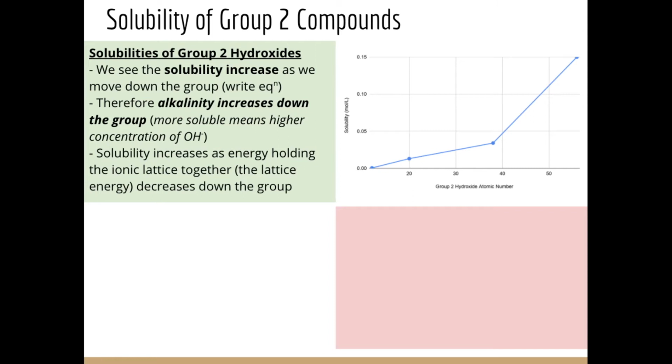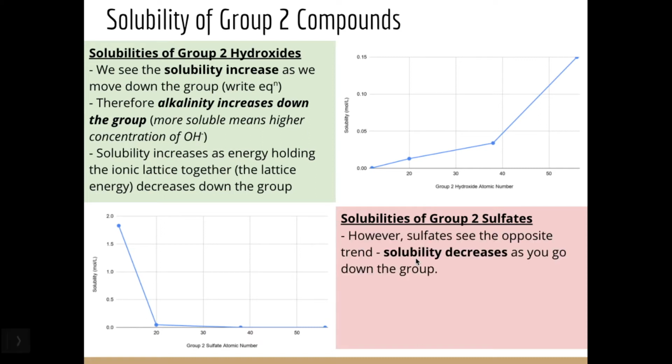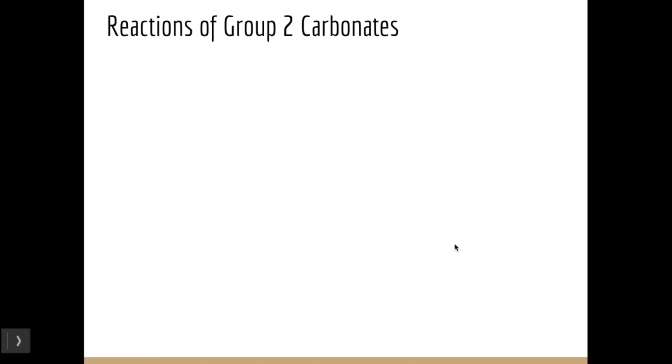Now let's contrast that with not the Group 2 hydroxides, but the Group 2 sulfates. And what we see is the opposite. They are becoming much less soluble as we go down the group. So for our Group 2 sulfates, the solubility decreases as we go down the group. Again, this is due to the strength of the ionic lattice. We don't need to be able to explain why this is occurring at this point, just need to learn the general trends. But it's all to do with the relative size of the cations and the anions to one another, if that is something you are interested in.